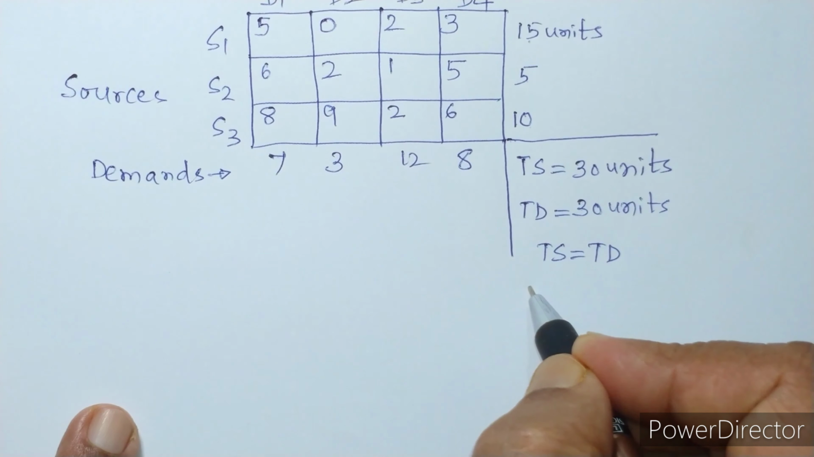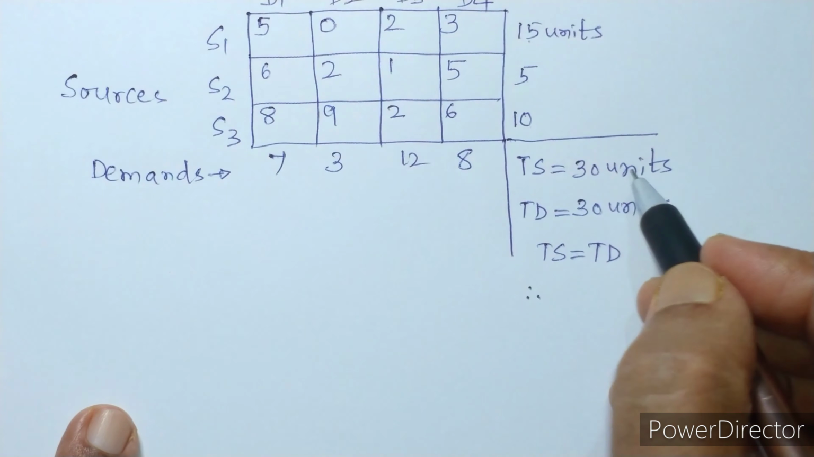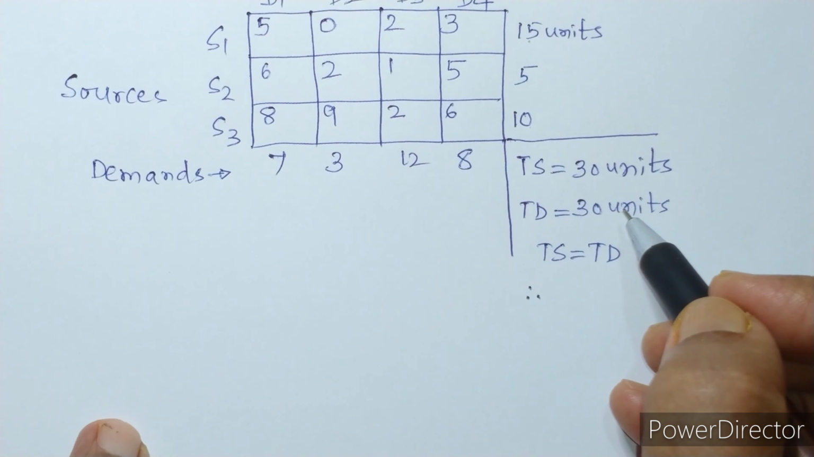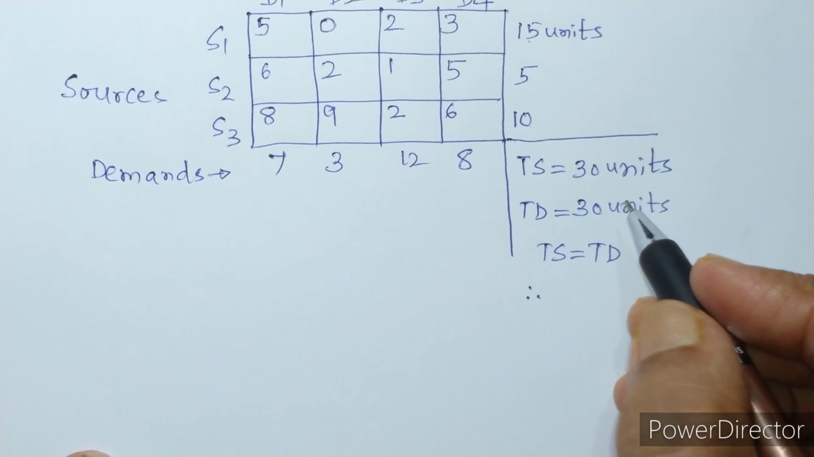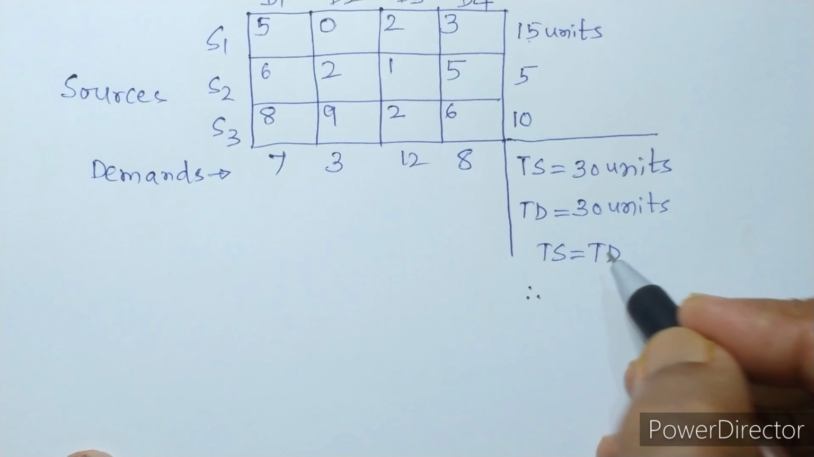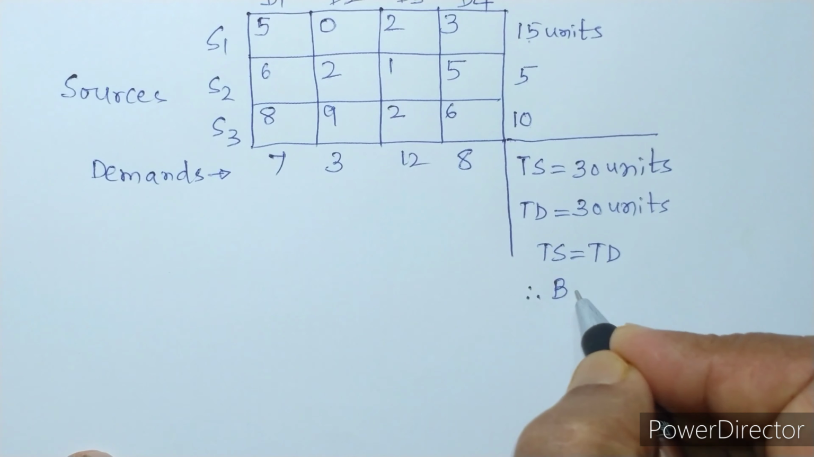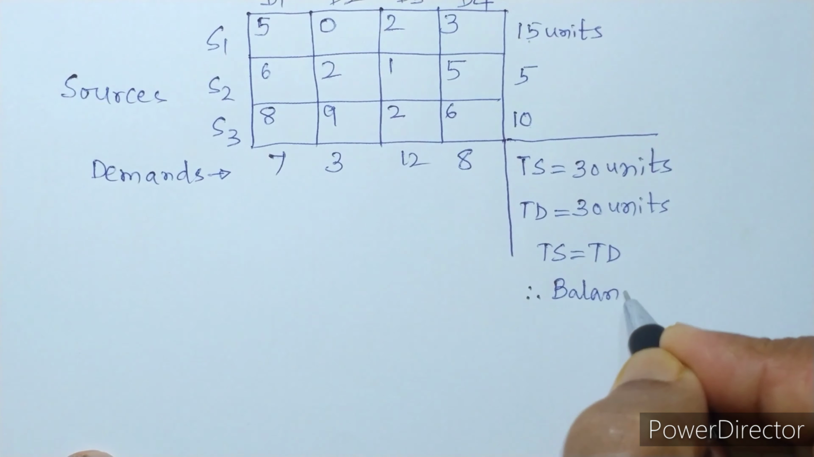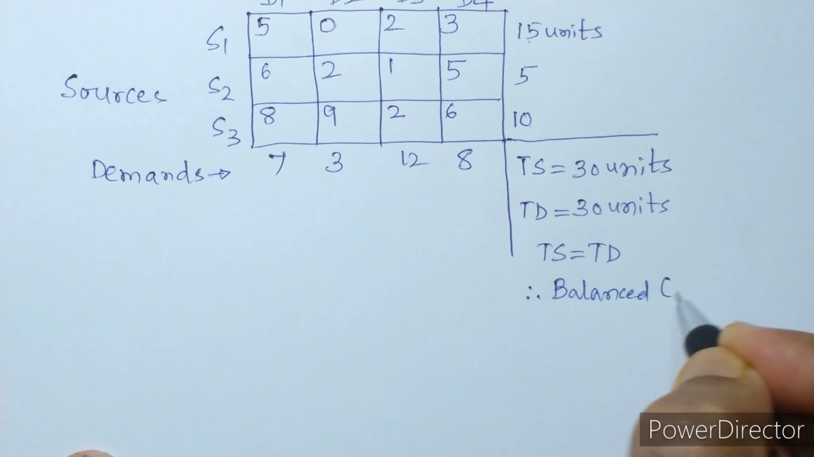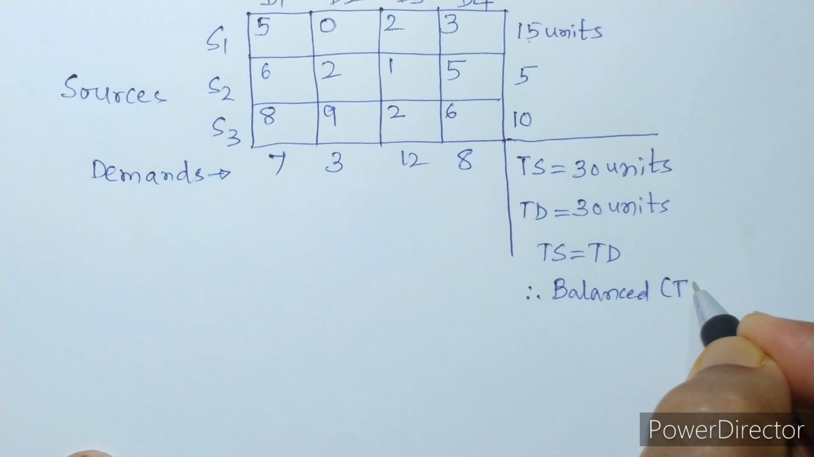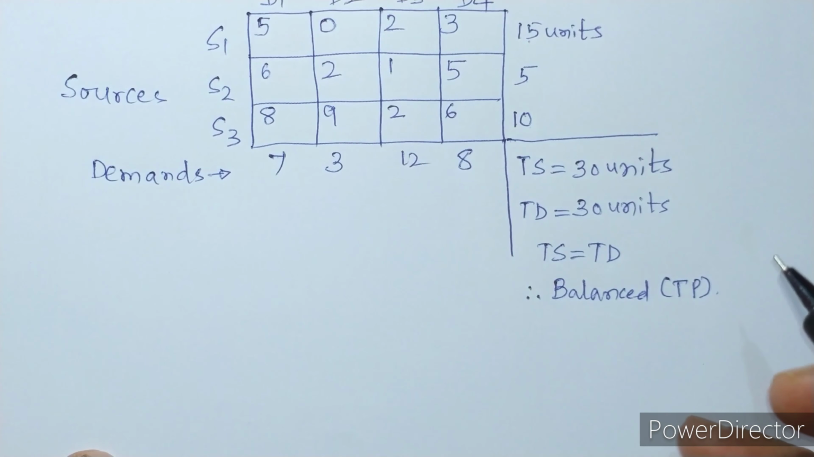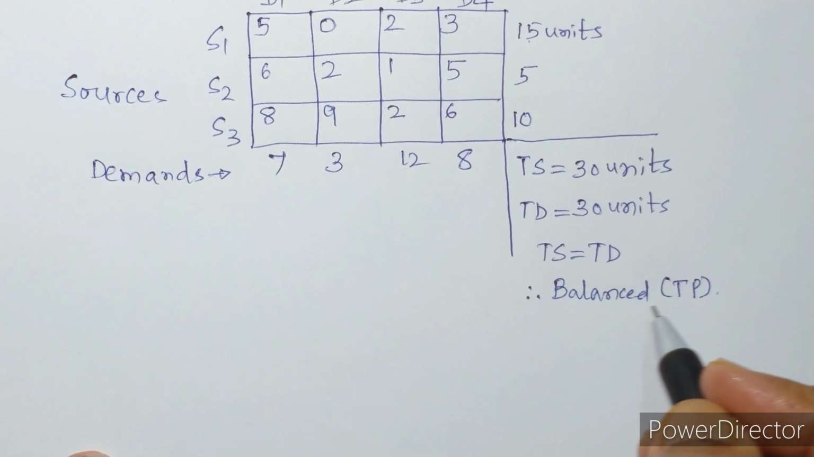Presently TS has 30 units and TD also has 30 units. So TS equals TD. Therefore, we can call this problem a balanced TP. If TS is not equal to TD, in that case the problem is called an unbalanced problem. There are methods to balance the problem, and then we have to start solving the problem.